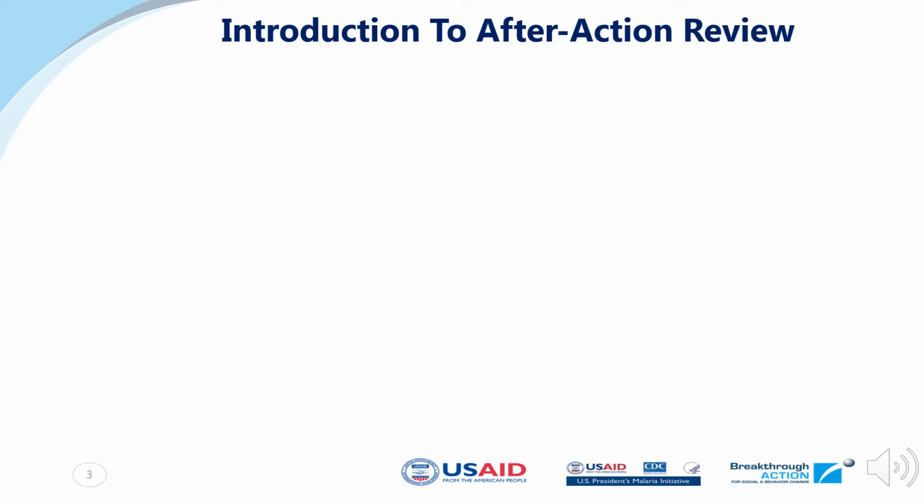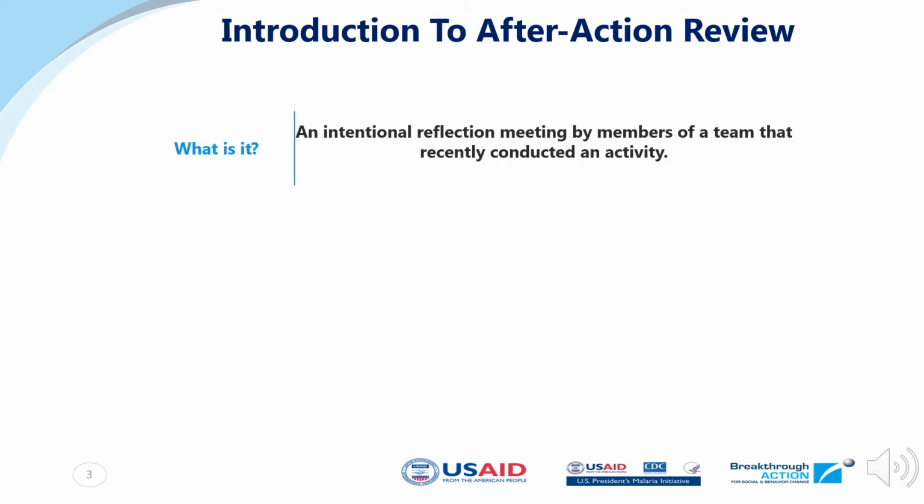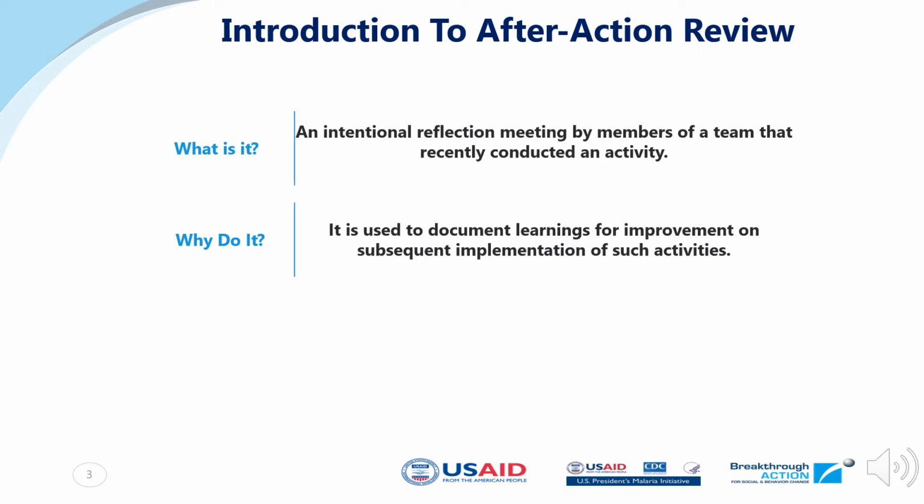We want to continue to improve, and that is why an after action review is an intentional reflection by members of a team that recently conducted an activity. Because that activity would happen again, so we need to get better at it. That essentially is an after action review. It's a systematic process to document learnings for improvement on subsequent implementation of such activities, so that we don't have that voice in our head saying you could have done better again.